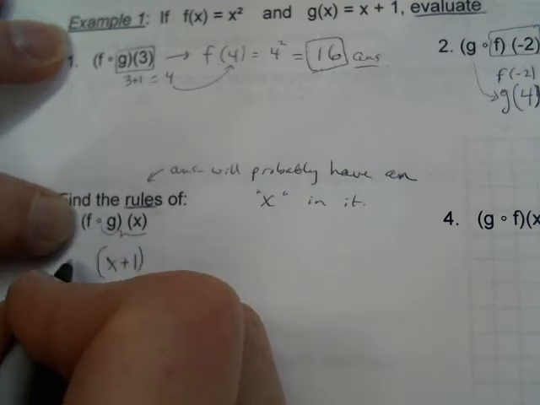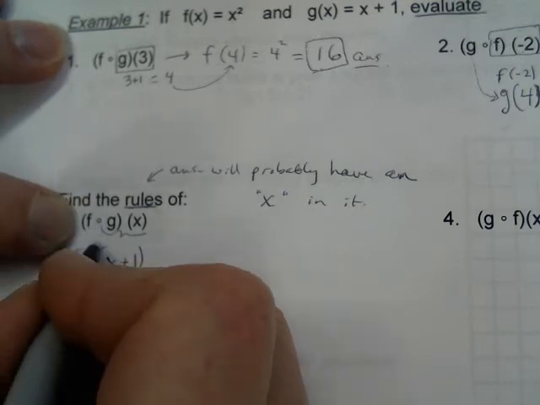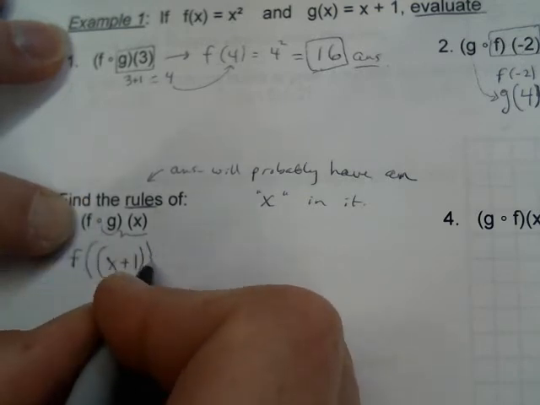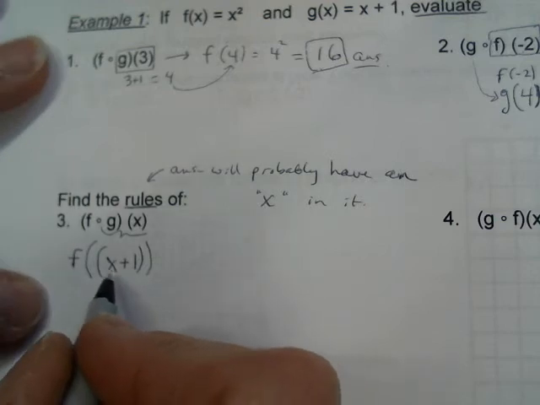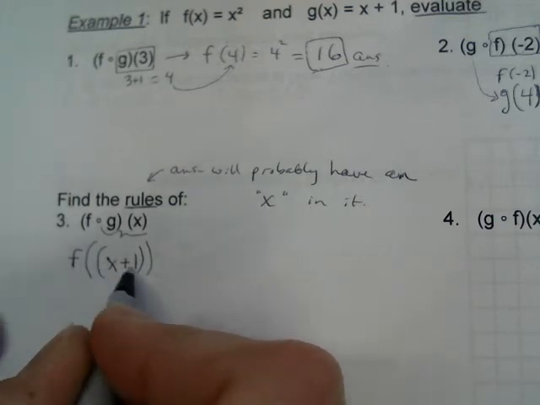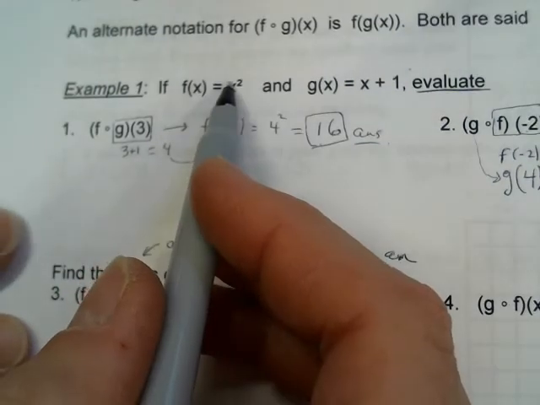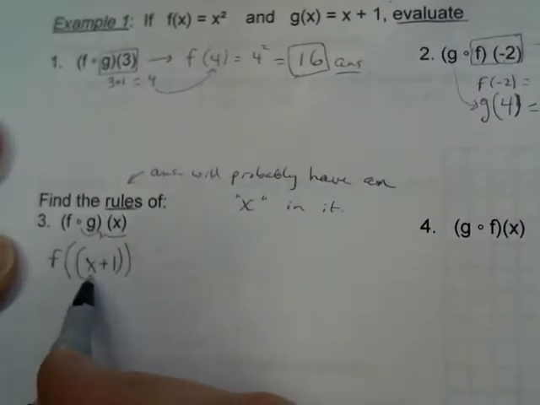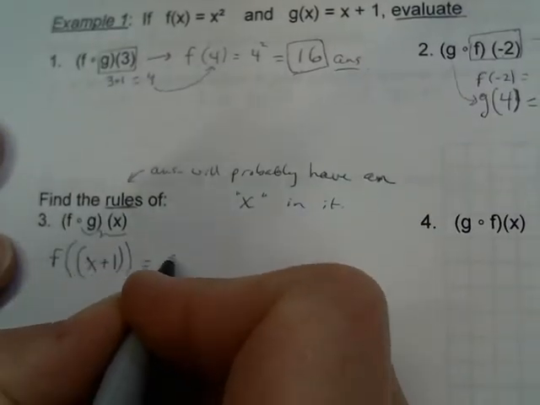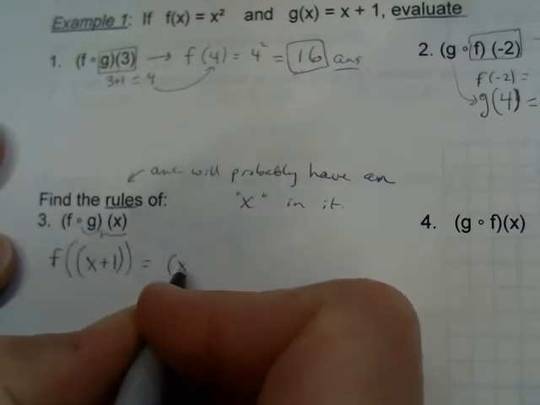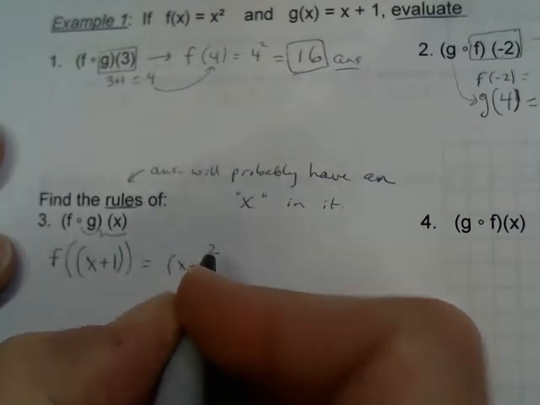Now we're going to drop down the f function, and what we're really doing is f of g, or f of x plus 1. So what is f of x? Well, f of x is x squared, so no matter what goes in here, we're going to square it. So f of x plus 1 is x plus 1 squared.